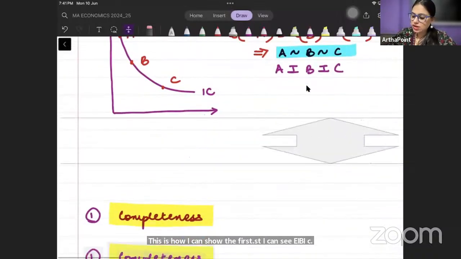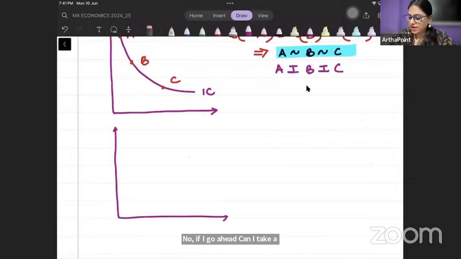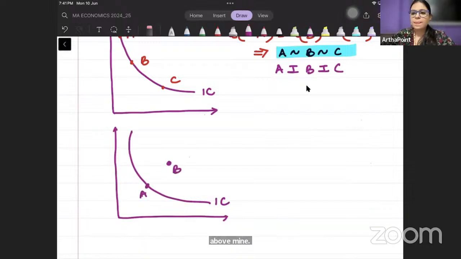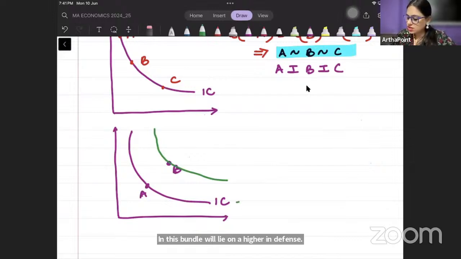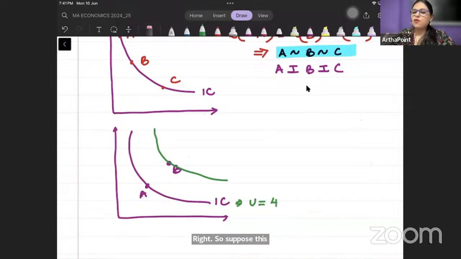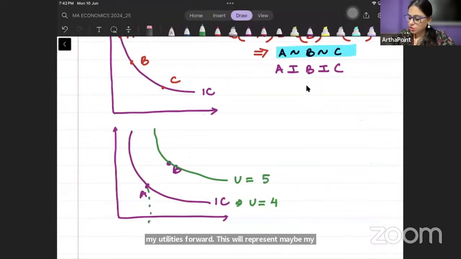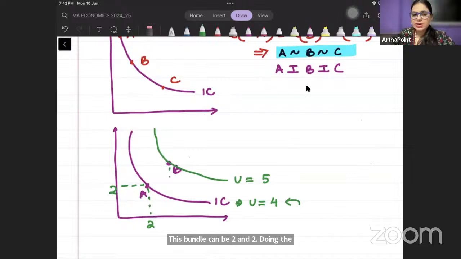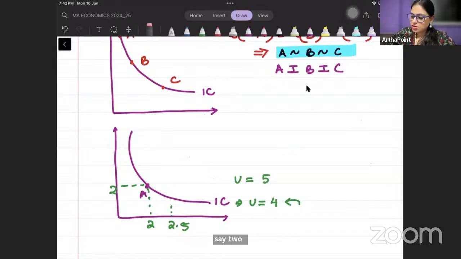Now, if I take a bundle above my indifference curve. This is my indifference curve, and I take a bundle above it. This is bundle A, this is B. And this bundle will lie on a higher indifference curve. Suppose this indifference curve represents that my utility is 4, and this one represents maybe my utility is 5. This bundle can be 2 and 2. 2 into 2 is 4. This bundle can be, say, 2.5 and 2. This bundle can be B.